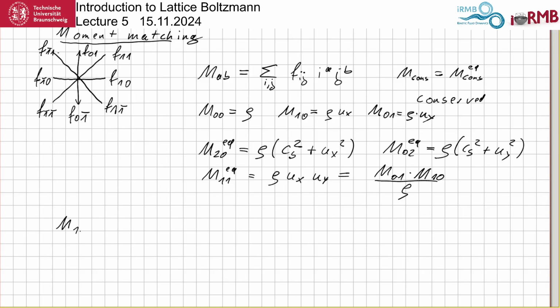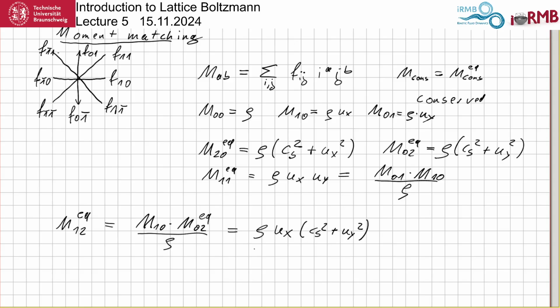the moment M12 equilibrium must be M01 times M02, but M02 is not necessarily in equilibrium, therefore we write equilibrium here. We'll later see that whether equilibrium or not equilibrium is actually an interesting question, but if we suppose everything is in equilibrium, then obviously this would also be equilibrium. So, and this can be written as rho ux times (cs squared plus uy squared).